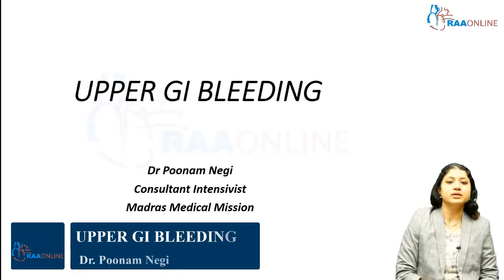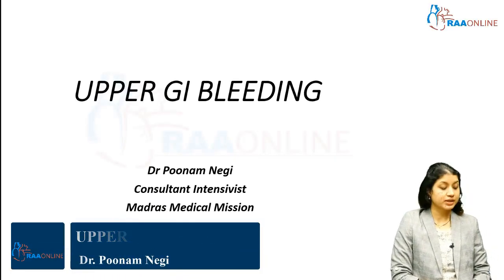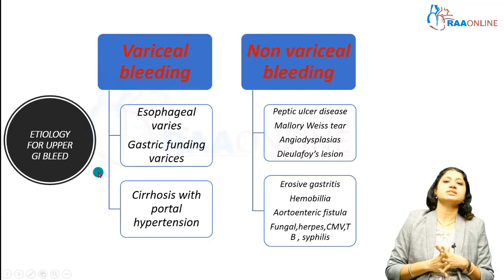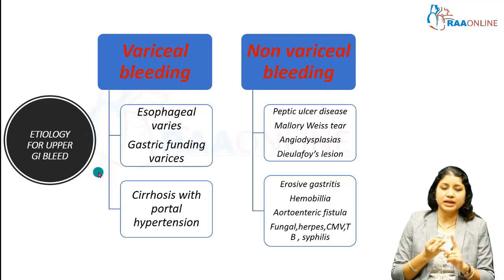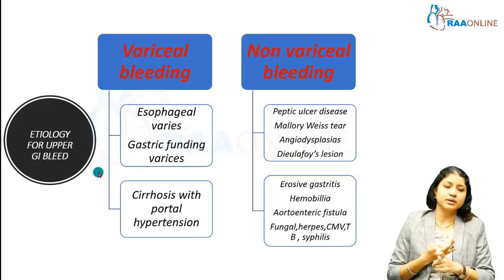Hello everybody. Today we are going to discuss another very important topic which can lead to a life-threatening emergency in critical care. So what is the etiology of upper GI bleed? Now we know the symptomatology of upper GI bleed and their presentation. How do we risk stratify them and how do we prognosticate them?